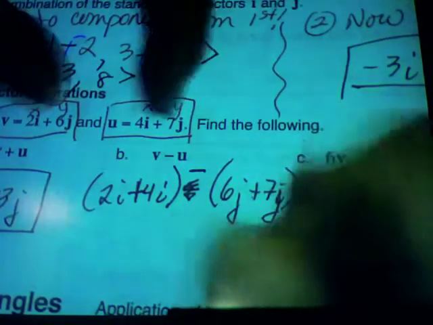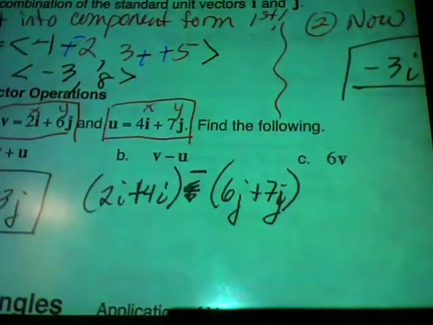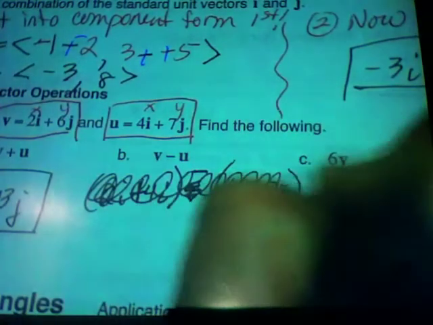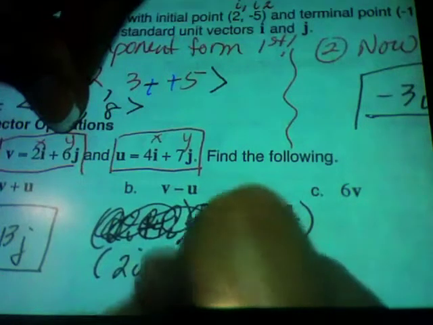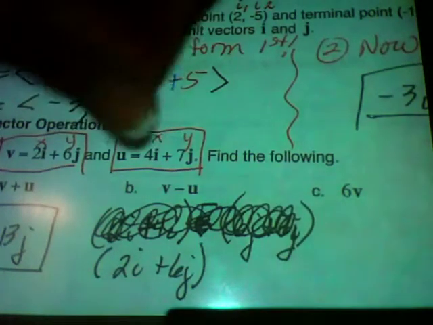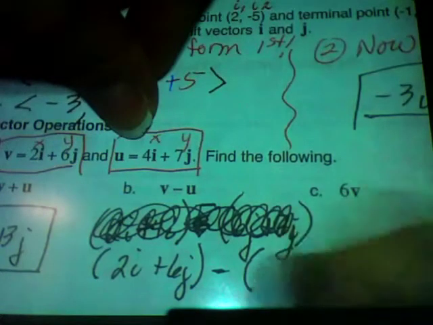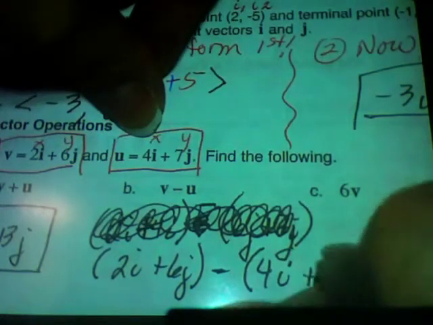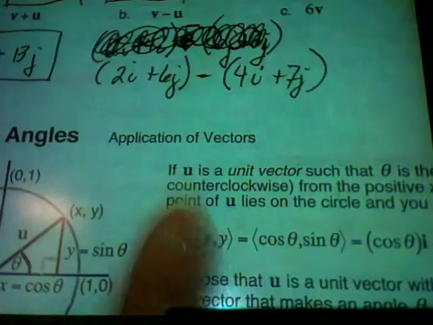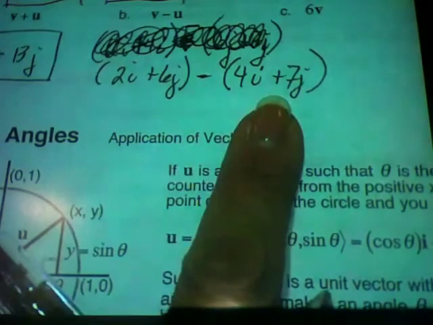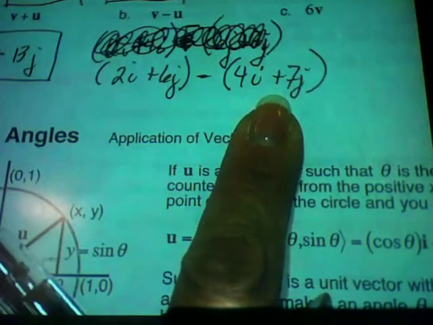Oops, that's a j. Did I put the wrong thing in there? Oh, oops, I totally did it wrong. My mistake. So sorry. Try that again. Take the whole v: 2i plus 6j. And then we're subtracting the u, right? So we're just subtracting 4i plus 7j. It is minus. So this is my v, right? And this is minus my u. Late on a Friday, my mistake.